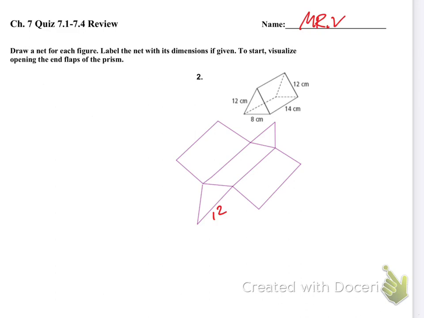So that'd be 12 centimeters. This is going to be 8 centimeters. The base right here is going to be 14. And that looks to be it. You can go all the way around it and label if you need to, but just making sure that you get one of each of the lines will be fine.